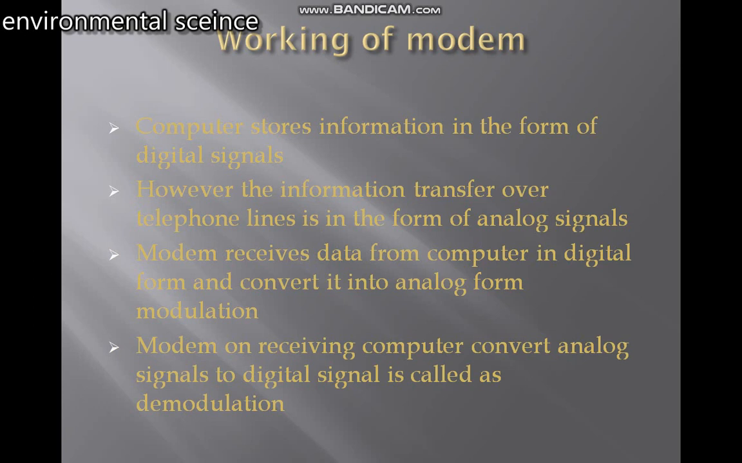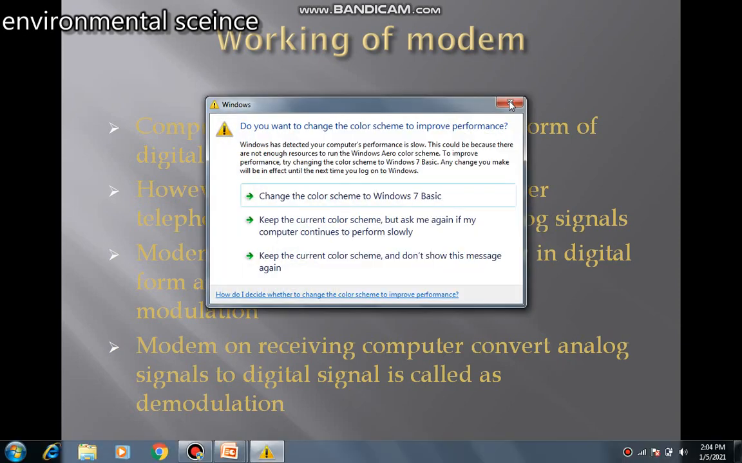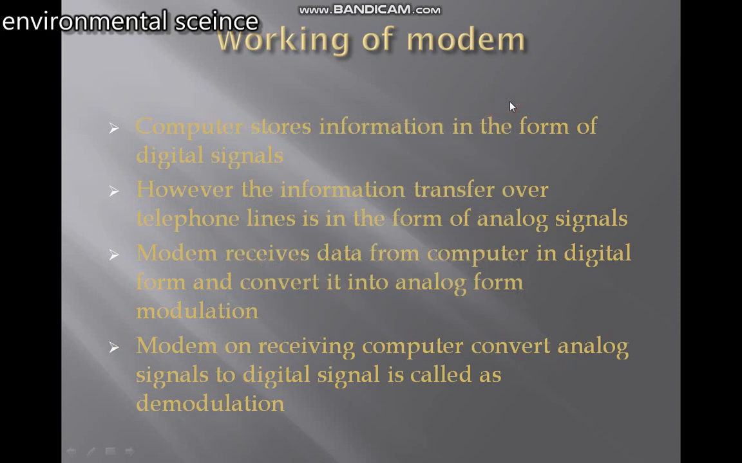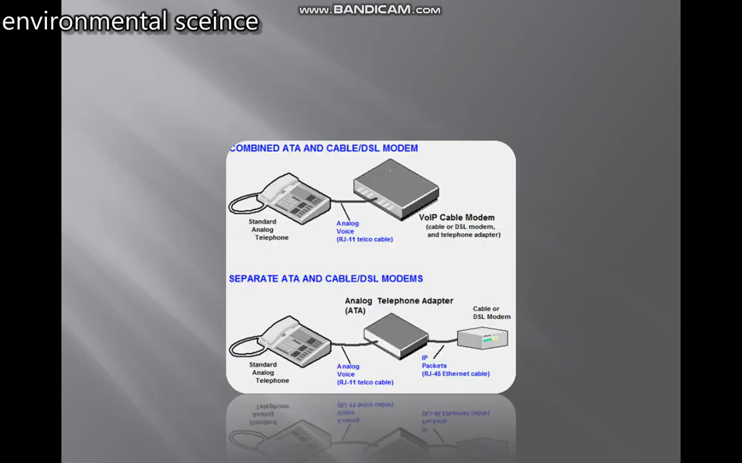We repeat, modulation is a process in which the modem receives a digital signal from the computer and converts it into analog form, and demodulation is the process in which the modem receives an analog signal from telephone lines and converts it into digital signals. Let's move further.